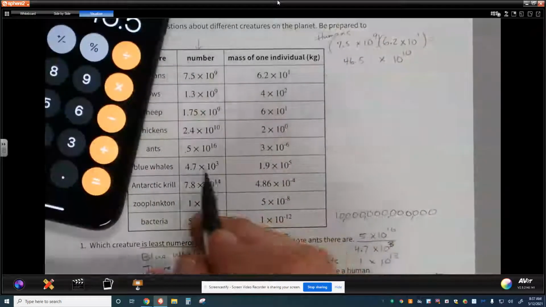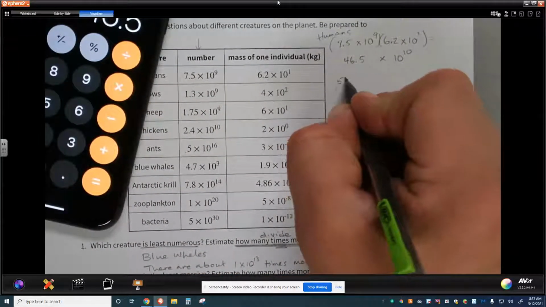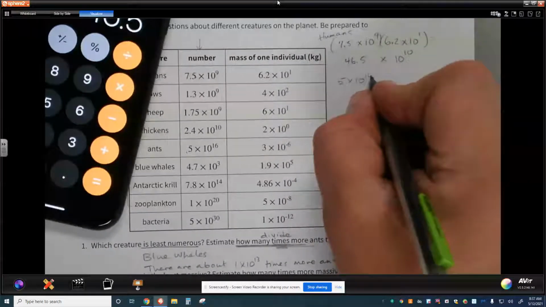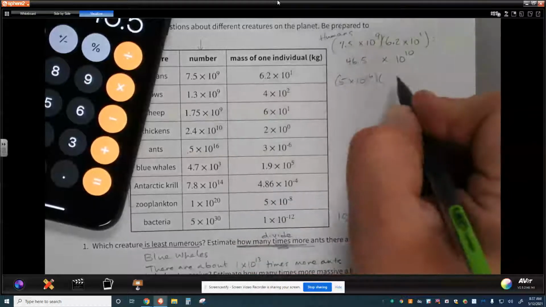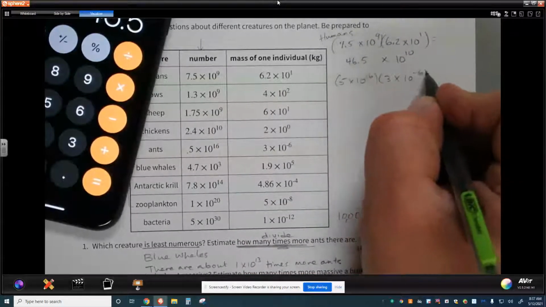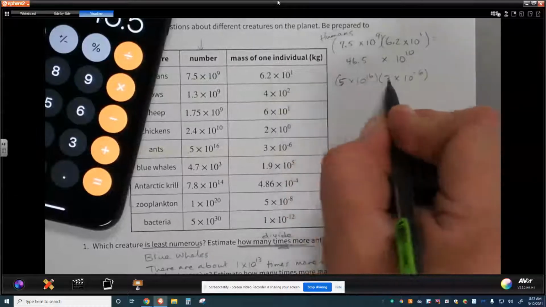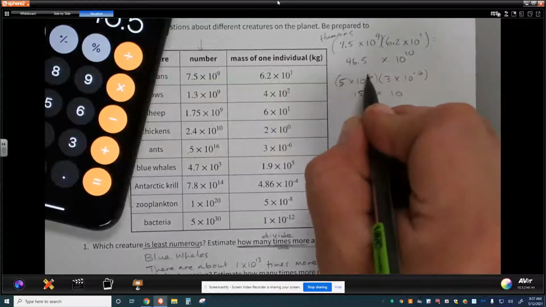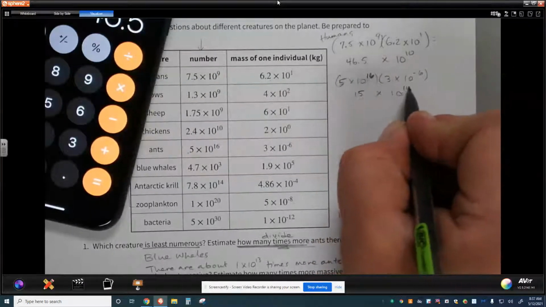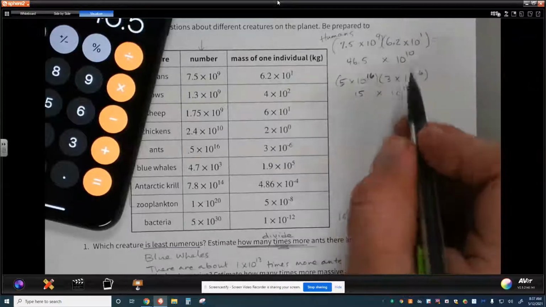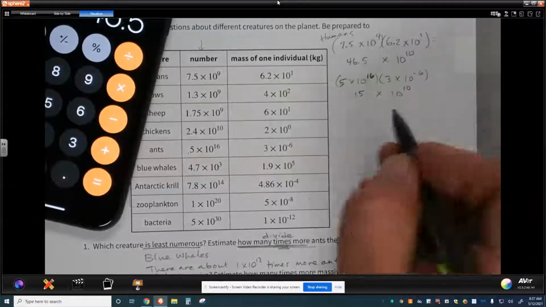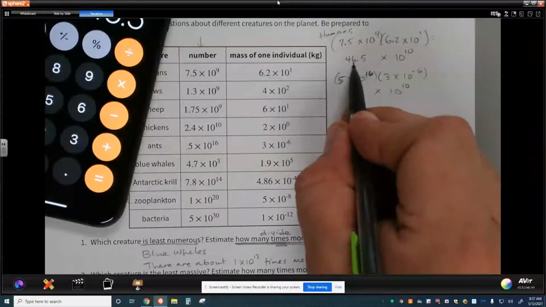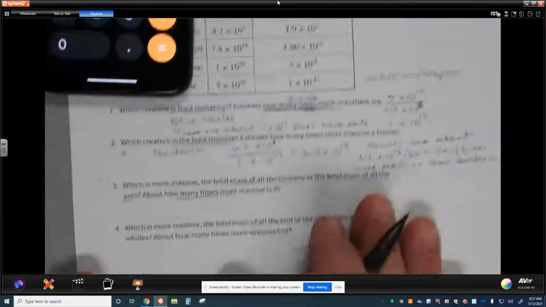Let's talk about the ants now. We have 5 times 10 to the 16th, times 3 times 10 to the negative 6th power. This one's kind of nice because I know 5 times 3 is 15, times 10, and 16 plus negative 6 would be 10 to the 10th power. Now, a neat thing that we see right here is both these powers of 10 are the exact same. My last step will be to divide the total mass of all humans by the total mass of all ants.